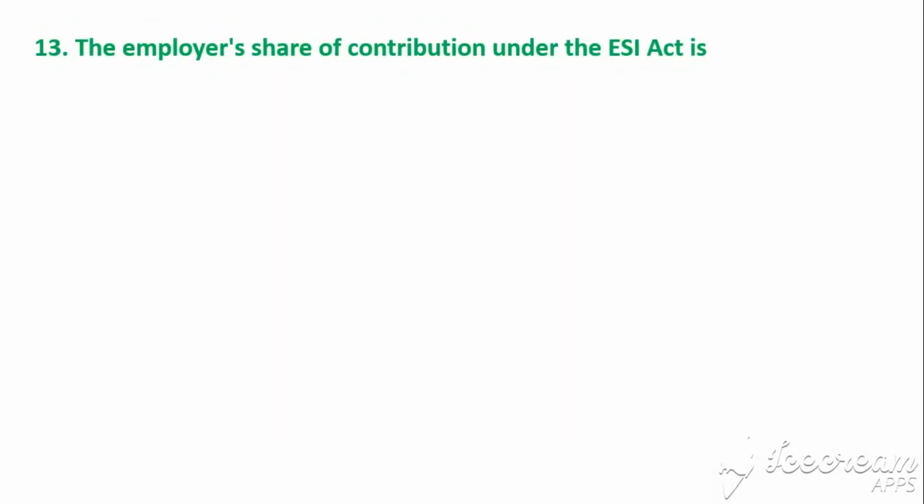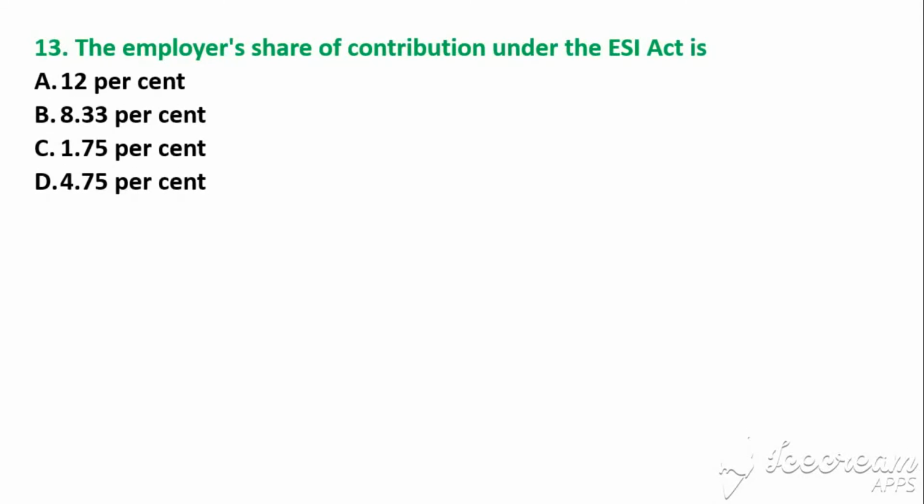Next question. Employer's share of contribution under the ESI Act is what? The employer, the owner, is contributing to the ESI benefit. So how much are they contributing? The options are 12%, 8.33%, 1.75% and 4.75%. So the employer, the owner, is sharing 4.75%. D is right.